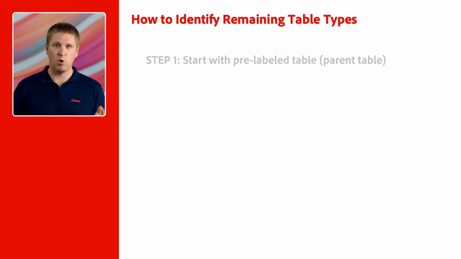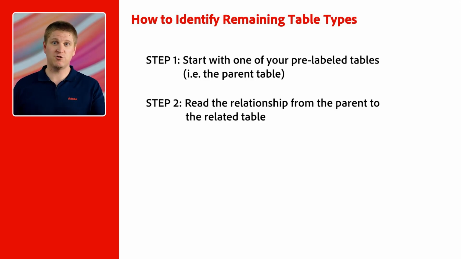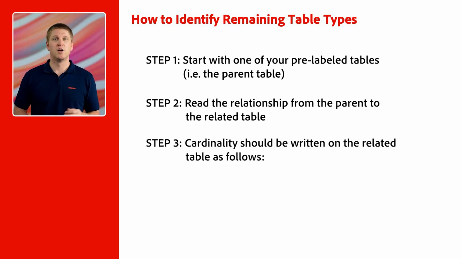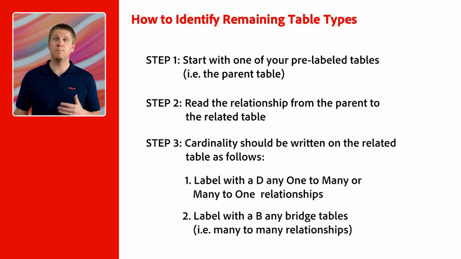So how do we identify the remaining table types? Well, there are a few basic steps that you can perform. One, start with one of your pre-labeled tables. We call this the parent table. Then, read the relationship from the parent table to the related table that remains unlabeled. Cardinality should be written on the related table as follows. Label with a D any one-to-many or many-to-one relationship, and label with a B any bridge tables. Remember, those are many-to-many relationships.